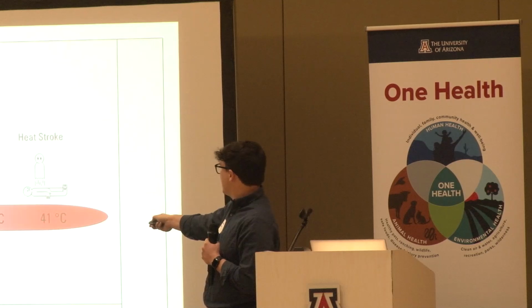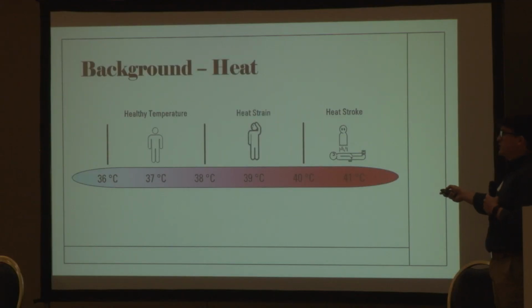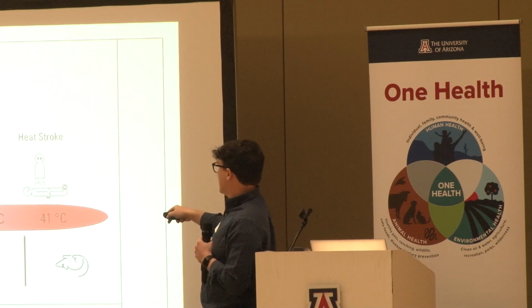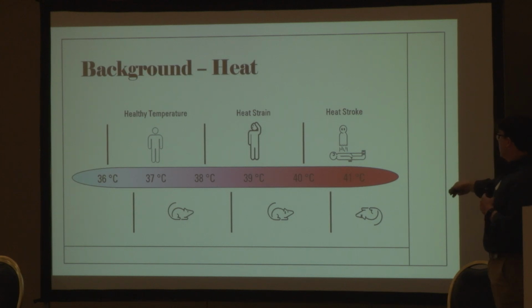Now, what about this little area in the middle? Well, this is heat strain. And while it's not quite as deadly as its sibling heat stroke, there is still a milieu of physiological changes happening around these temperatures. And we think that's pretty interesting. And I do want to make a quick aside. This is for humans. Rats are sort of the underpinning of my project. Their internal body temperature is about a half a degree higher than ours. So sort of keep that in mind as we go forward.